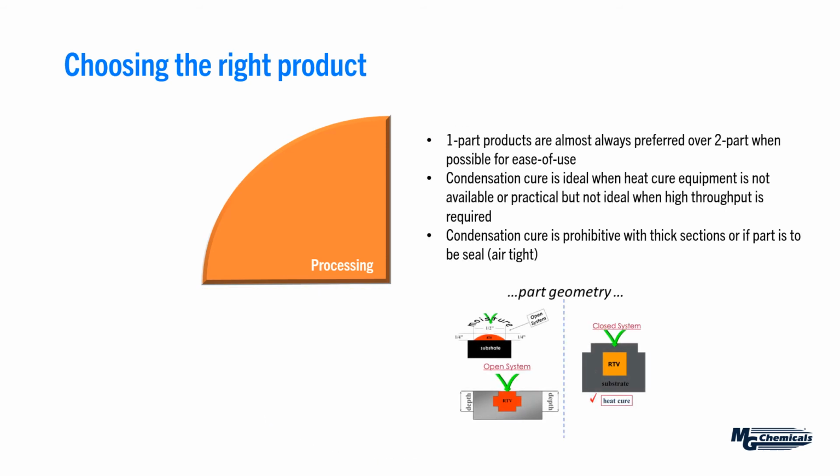So processing, you have to consider what we talked about before when we looked at the different silicone types. We looked at 1 and 2 part, and we looked at condensation versus addition cure. Typically 1 part products are preferred, and that's pretty easy to explain. Obviously, they're much easier to use. There's no measurement required. There's no mixing required. So again, this is ready to use, idiot proof in a way.